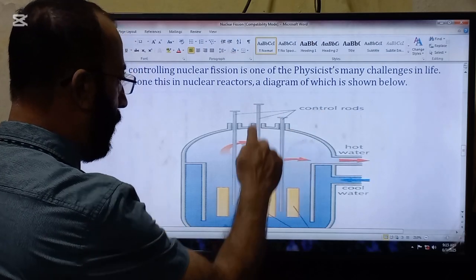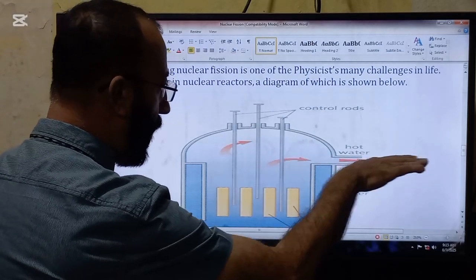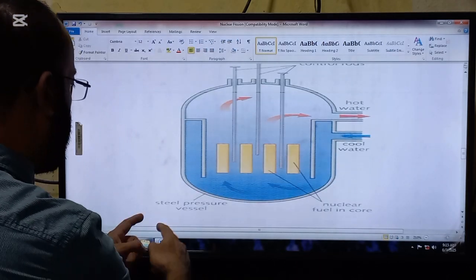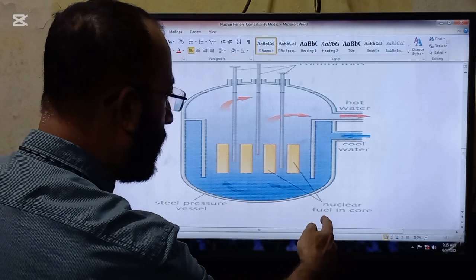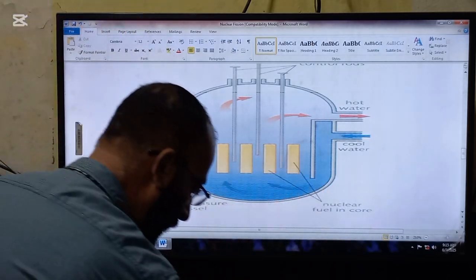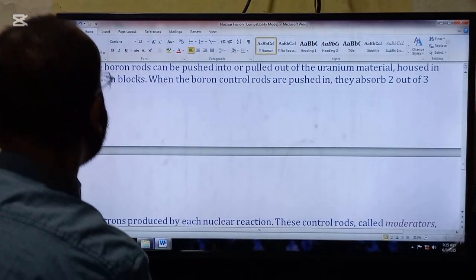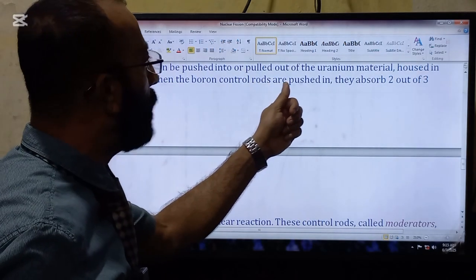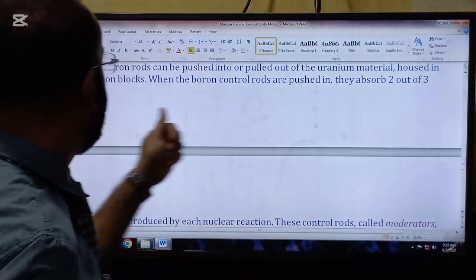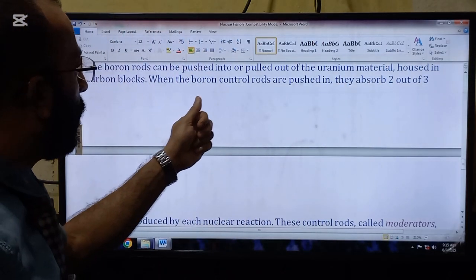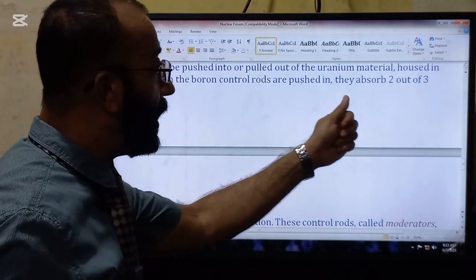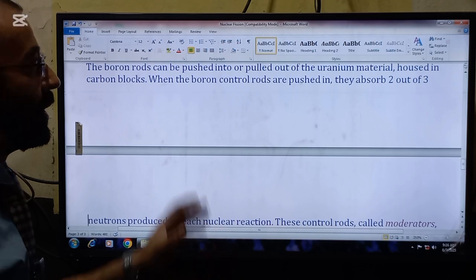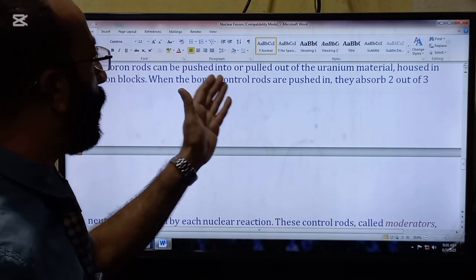These are called controlling rods. This is hot water out, this is cool water in. Here are steel pressure vessels, here is nuclear fuel in the core. So the process in the nuclear reactor is that the boron rods can be pushed into or pulled out of the uranium metal housed in carbon blocks. When the boron control rods are pushed in, they absorb 2 out of 3 neutrons produced by each nuclear reaction. So this is the function of the boron rods.